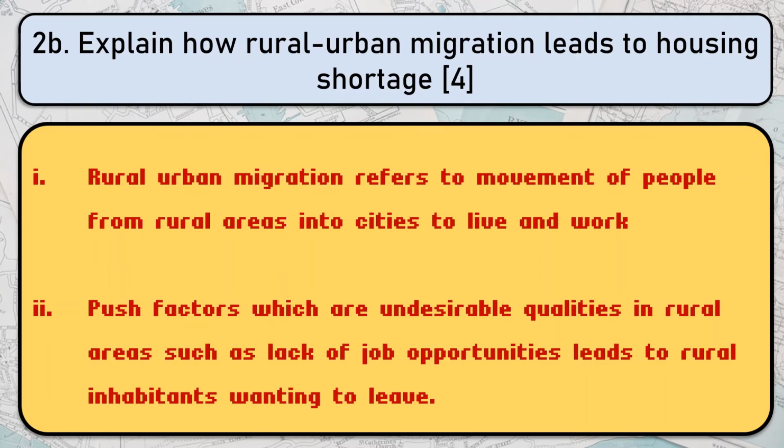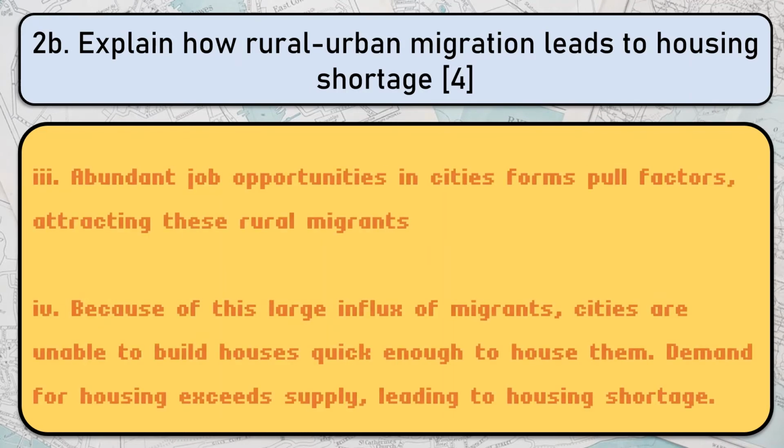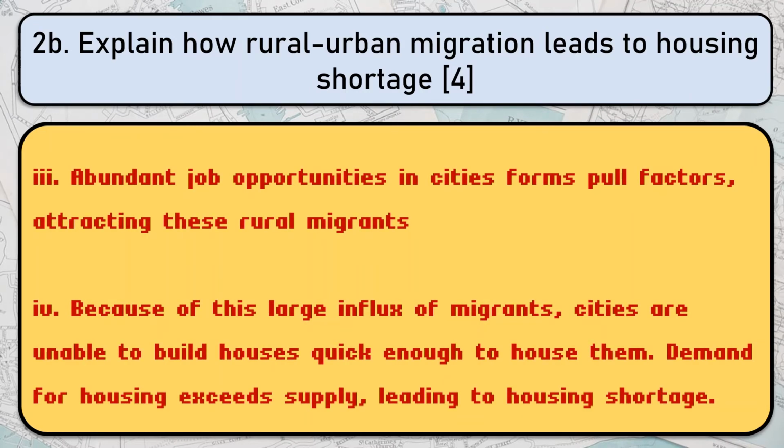Push factors, which are undesirable qualities in rural areas, such as lack of job opportunities, lead to rural inhabitants wanting to leave. So these are your push factors. Abundant job opportunities in cities form pull factors, attracting these rural migrants. Because of this large influx, which refers to a rush, or large introduction of migrants, cities are unable to build houses quickly enough to house them. Demand for housing exceeds supply, hence causing housing shortage.